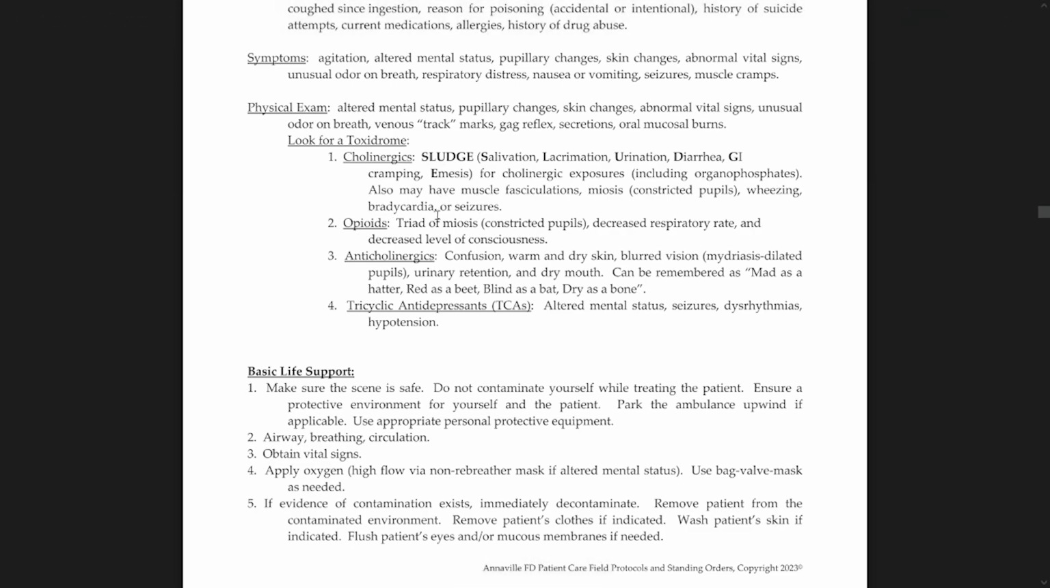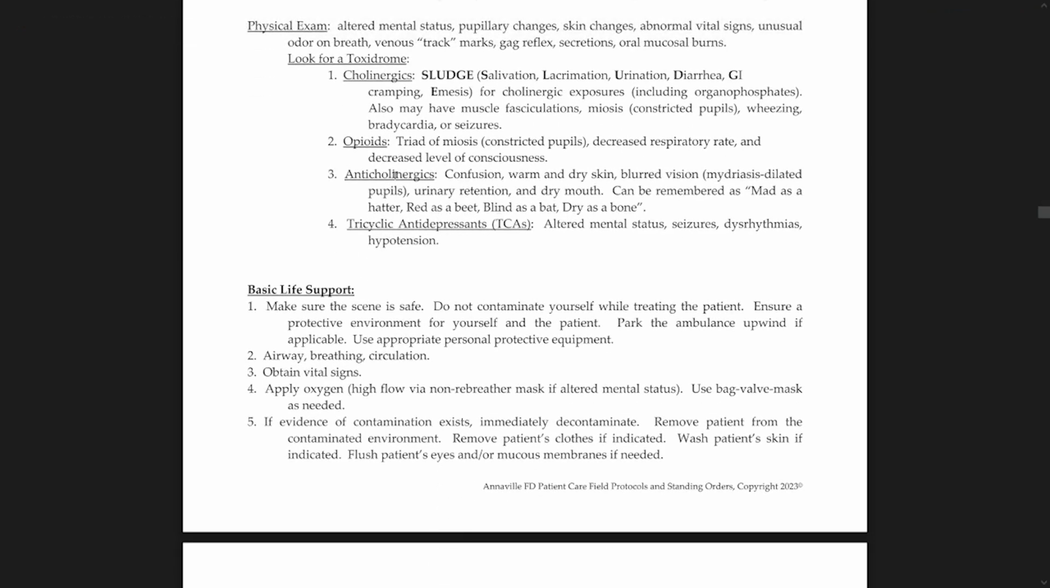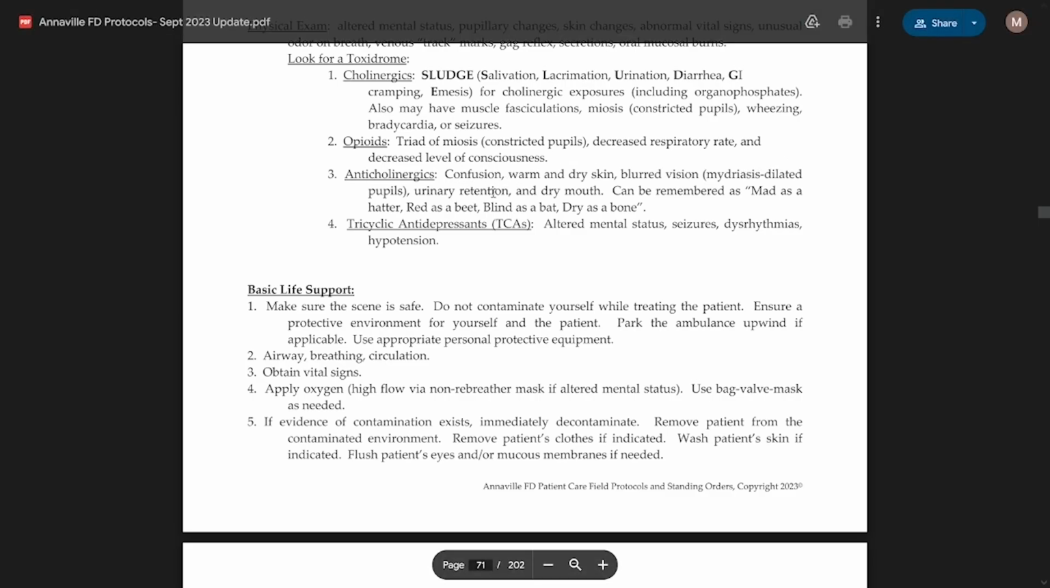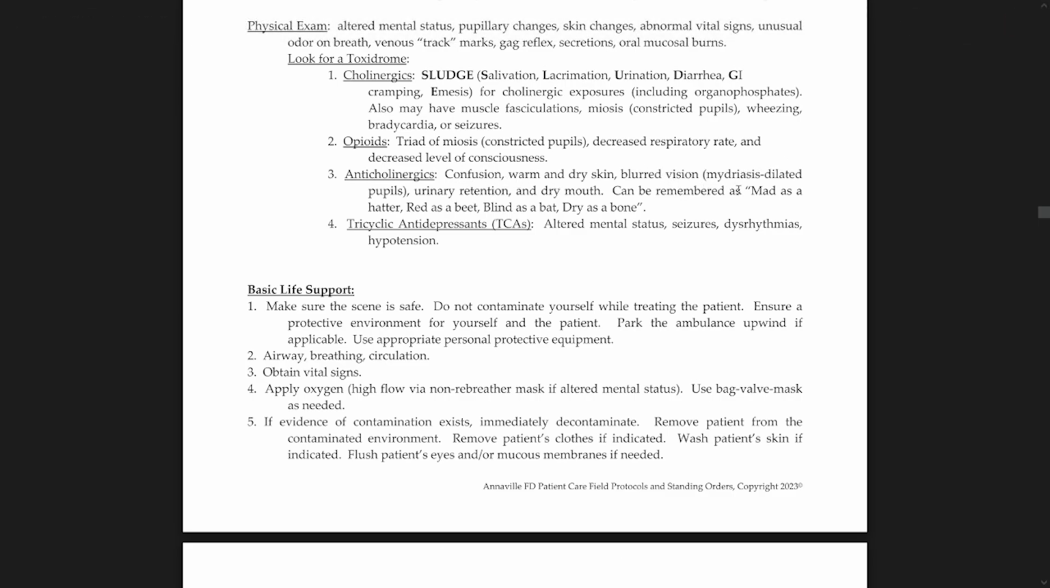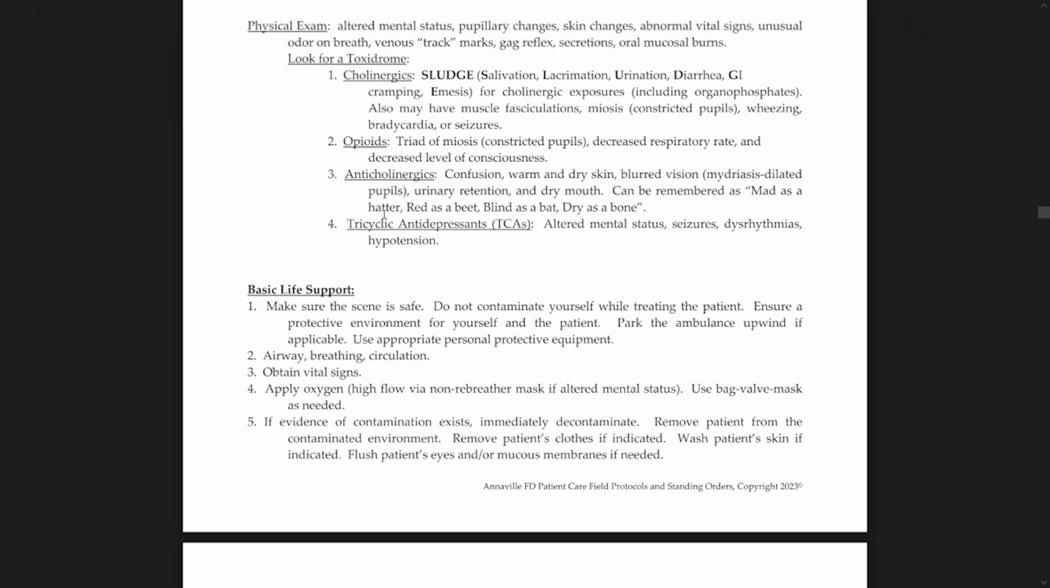For opioids, you want to watch out for the triad of miosis, constricted pupils, decreased respiratory rate, and a decreased level of consciousness. For anticholinergics, we want to watch out for confusion, warm and dry skin, blurry vision, mydriasis, dilated pupils, urinary retention, and dry mouth. It can be remembered as mad as a hatter, red as a beet, blind as a bat, and dry as a bone. For tricyclic antidepressants, or TCAs, we want to watch out for an altered mental status, seizures, dysrhythmias, and hypotension.